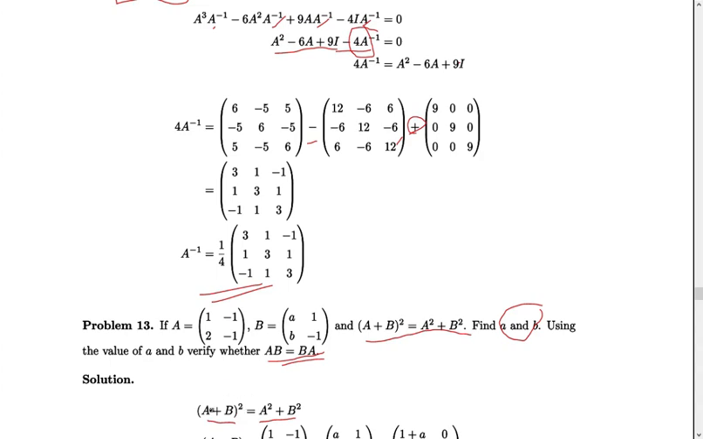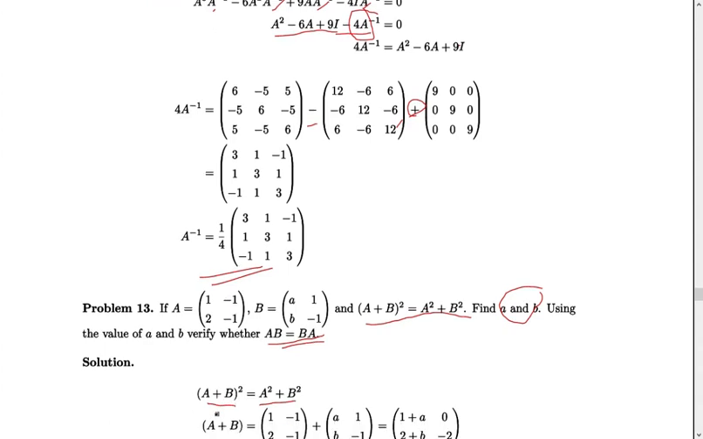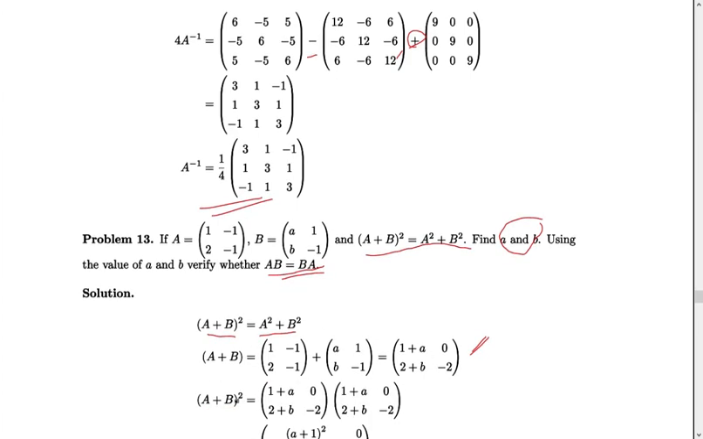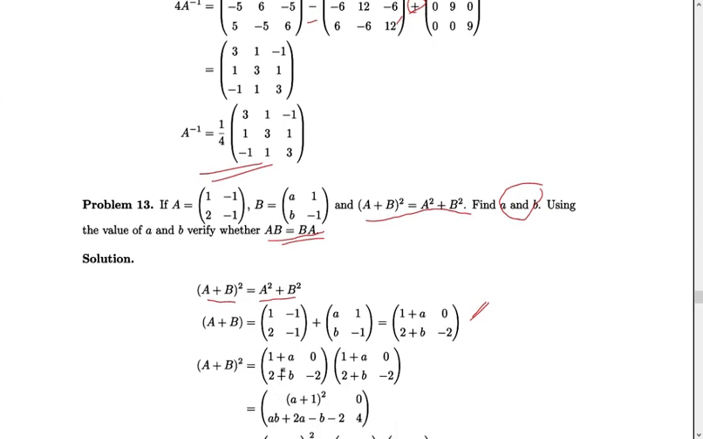For that, first of all we find the value of (A plus B) whole squared. For that we need A plus B, by usual matrix addition: 1 plus a, -1 plus 1 = 0, 2 plus b, -1 minus 1 = -2. Then (A plus B) whole squared: we multiply this matrix by itself, so the entries are (1 plus a) squared, and 0, and (2 plus b)(1 plus a) minus 4 minus 2b, and so on. Calculating like that.